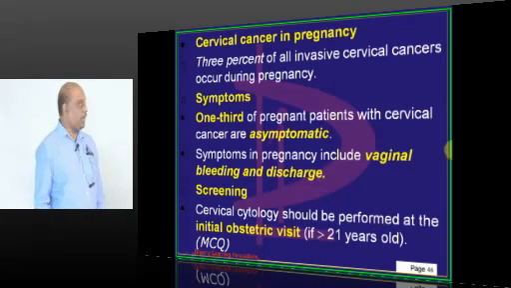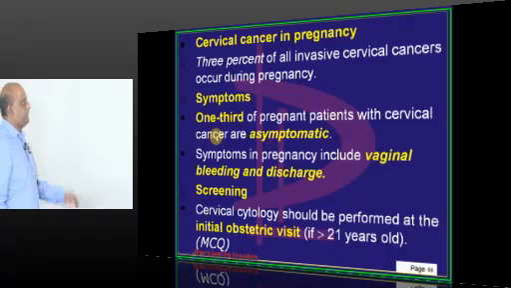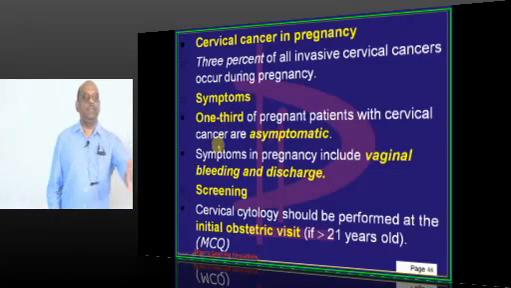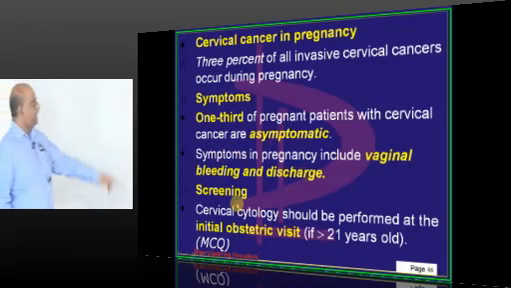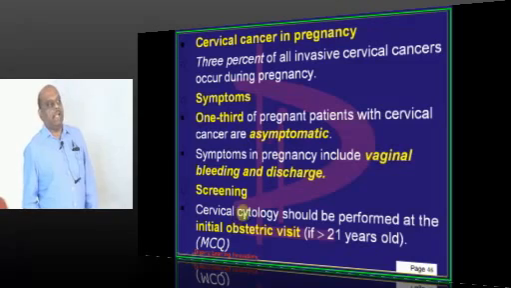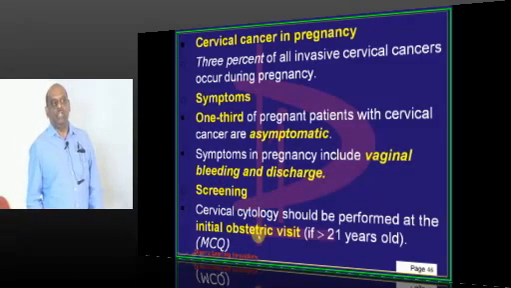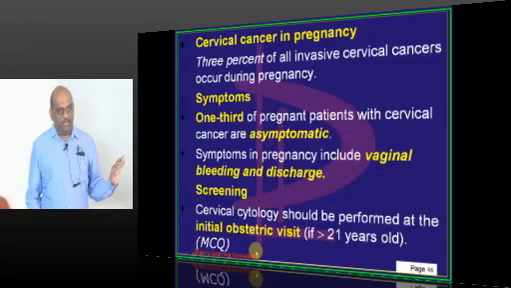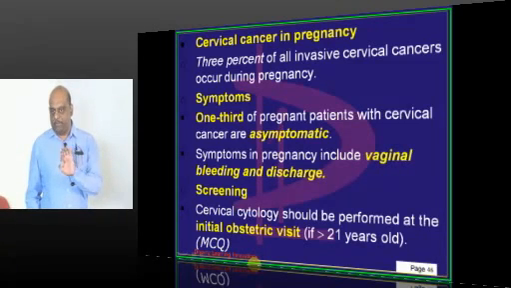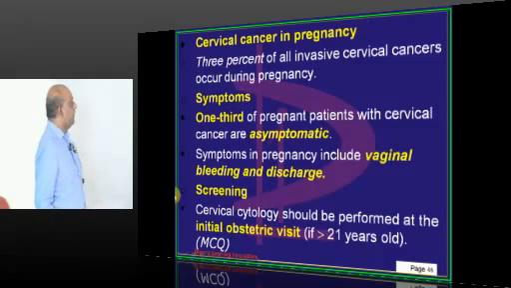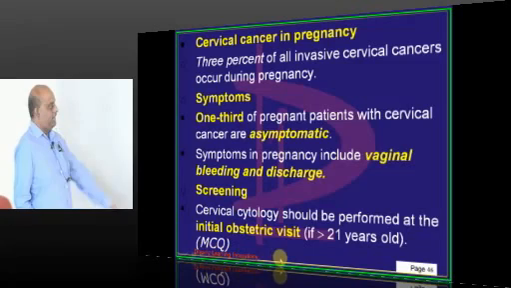Okay, so what are the typical symptoms? 1/3 of these patients will be asymptomatic unless you have a high index of suspicion. Then they can sometimes present with vaginal bleeding and discharge. Normally cervical cancer means post-coital vaginal bleeding or post-menopausal bleeding. They are the important clinical presenting features that bring to your notice the presence of cervical cancer, right? So you will do screening.